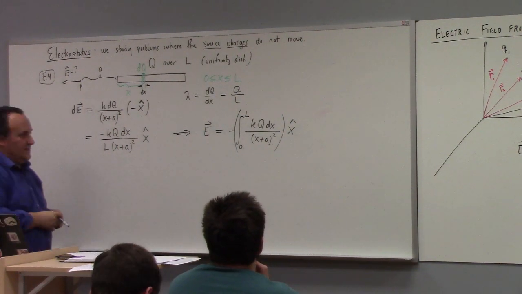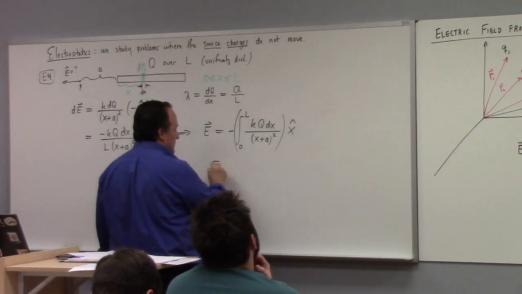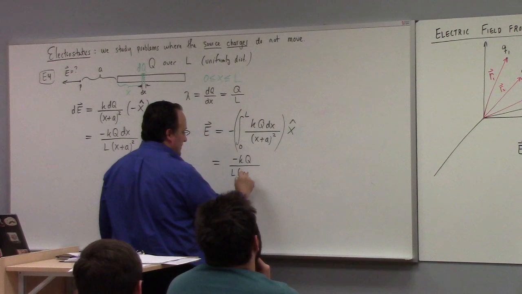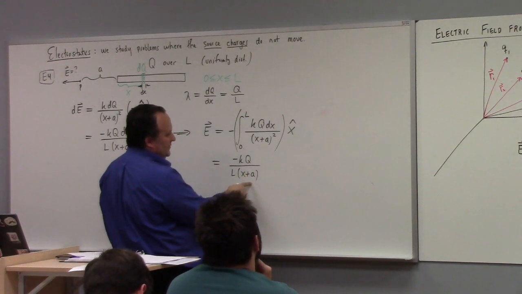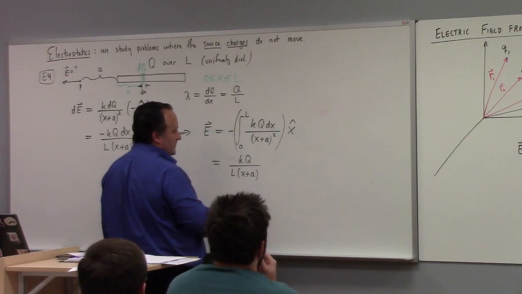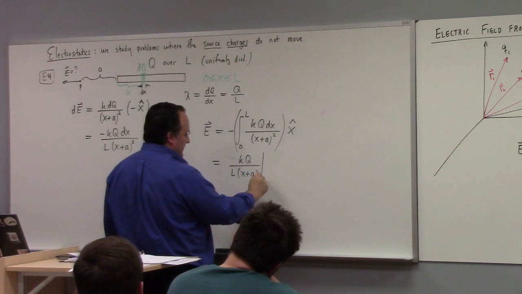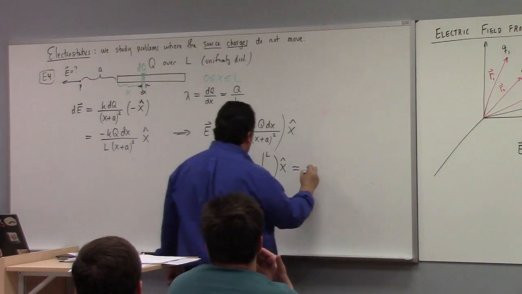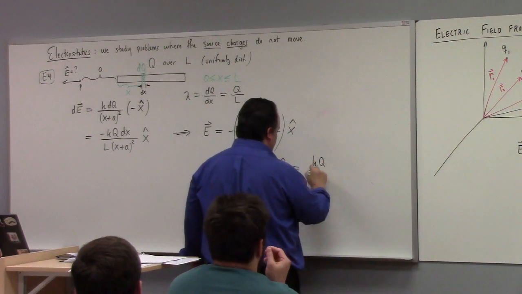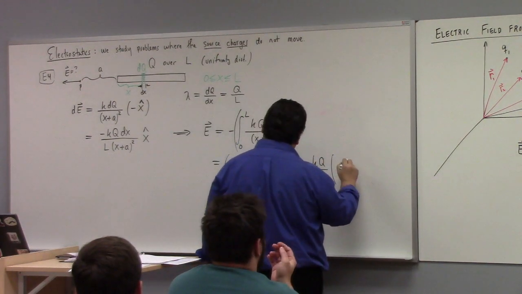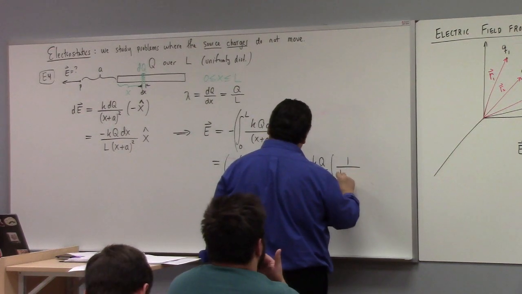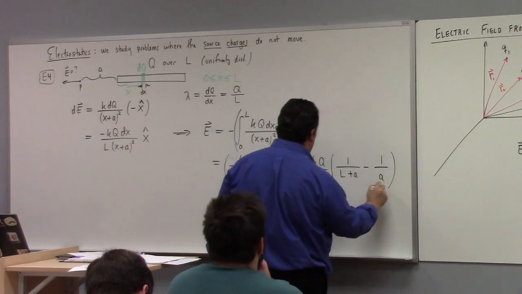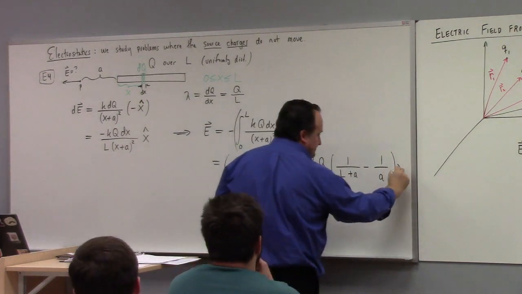But we can do that. That's not a hard one, right? That's what? Minus kQ over L times 1 over (x plus a). Actually, if I differentiate that, it gives me a minus, so absorb the minus into the integral. Evaluate that thing from 0 to L. Slap an x hat on it. You've got yourself kQ over L, we'll leave that out front, and that gives us 1 over (L plus a) minus 1 over a, x hat.